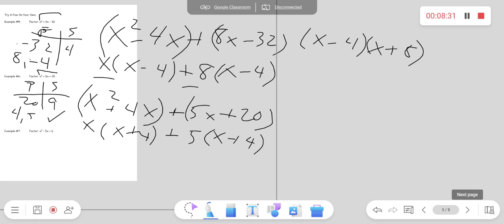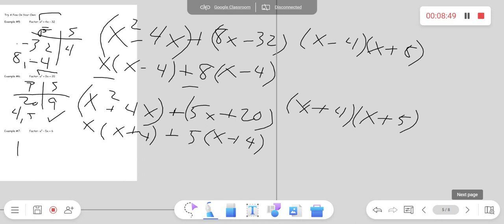Now we got x plus 4s in both of them. That's my common, x plus 4. And your leftover is x plus 5. Okay, FOIL that back out. You will see that works. Last example on the page.